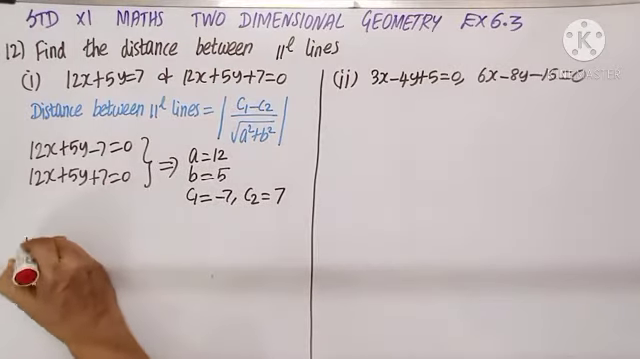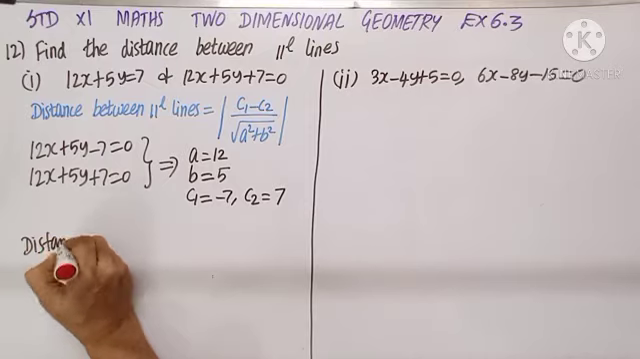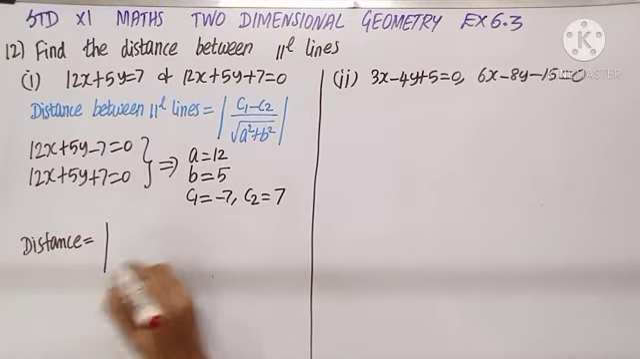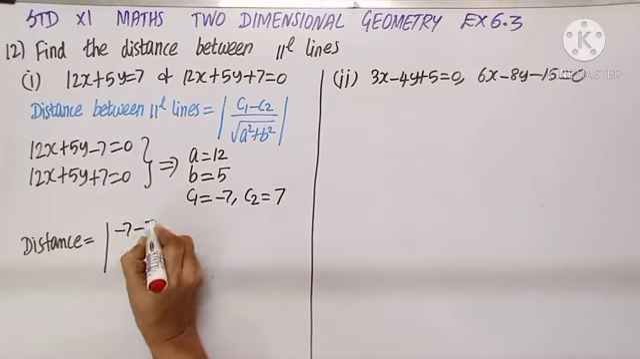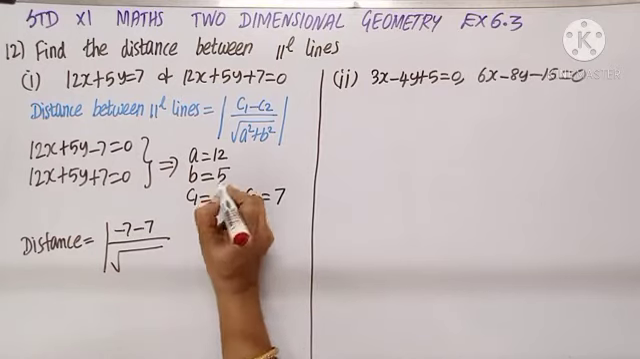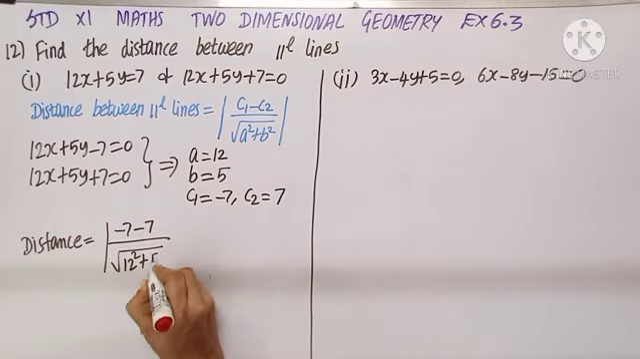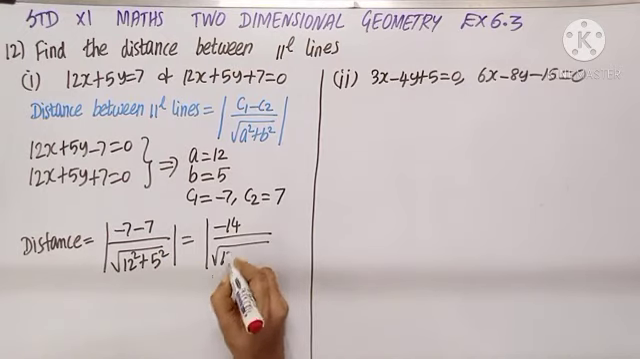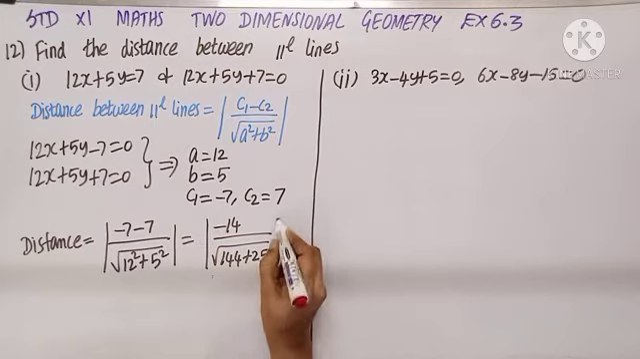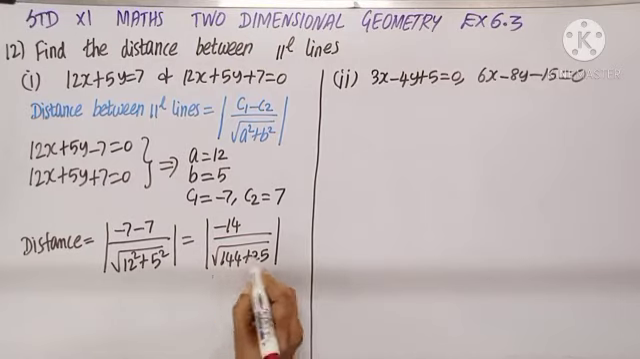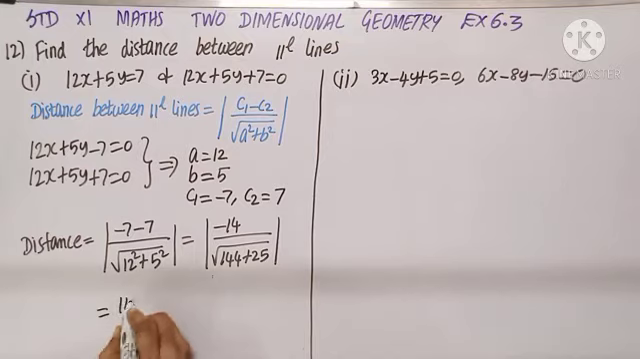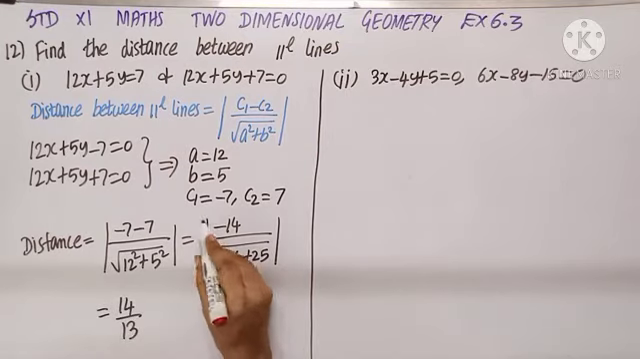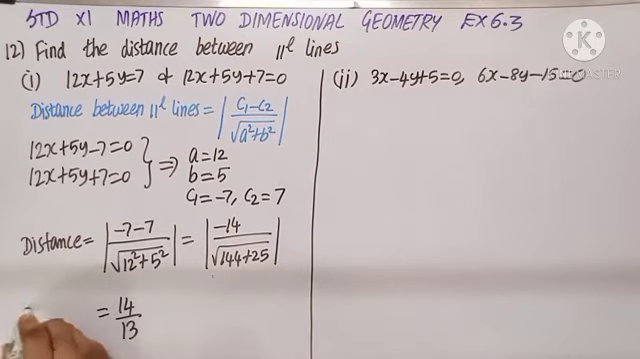Substitute in the formula. The required distance equals modulus of C1 minus C2, that is minus 7 minus 7, by root of a square plus b square. That is minus 14 by root of 144 plus 25. This is 169 and the square root is 13. Since we have modulus, let us write plus 14 by 13 as the distance.